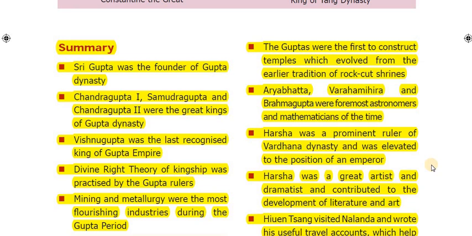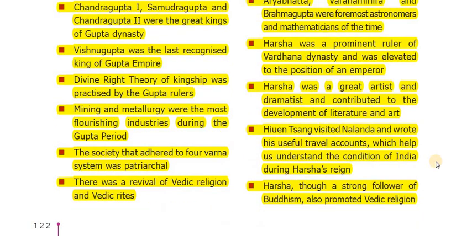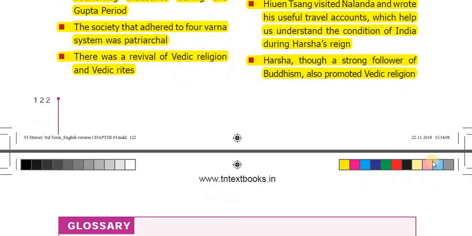Harsha was a prominent ruler of the Vardhana dynasty and was elevated to the position of an emperor. Harsha was a great artist and dramatist and contributed to the development of literature and art. Huen Tsang visited Nalanda and wrote his useful travel accounts, which help us understand the condition of India during Harsha's reign. Harsha, though a strong follower of Buddhism, also promoted Vedic religion.